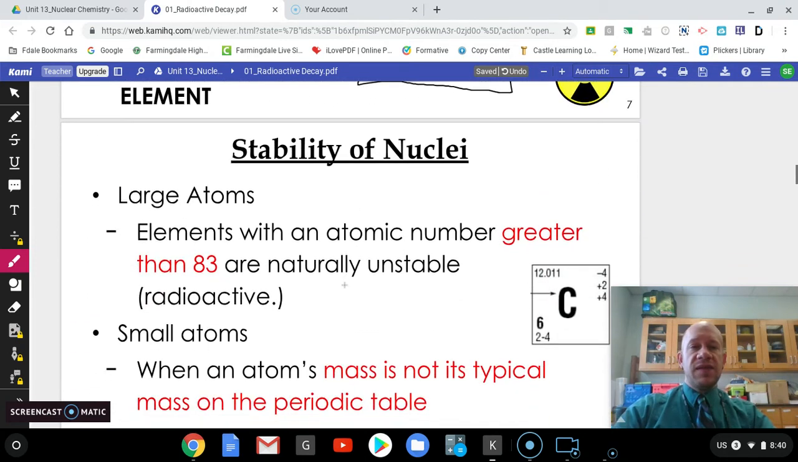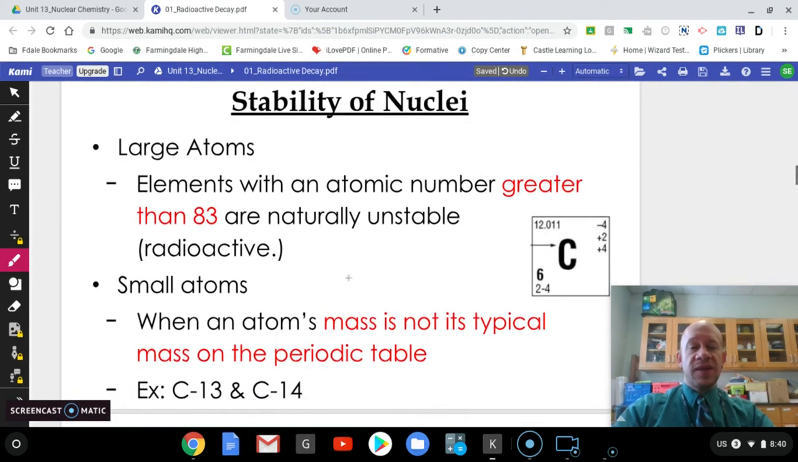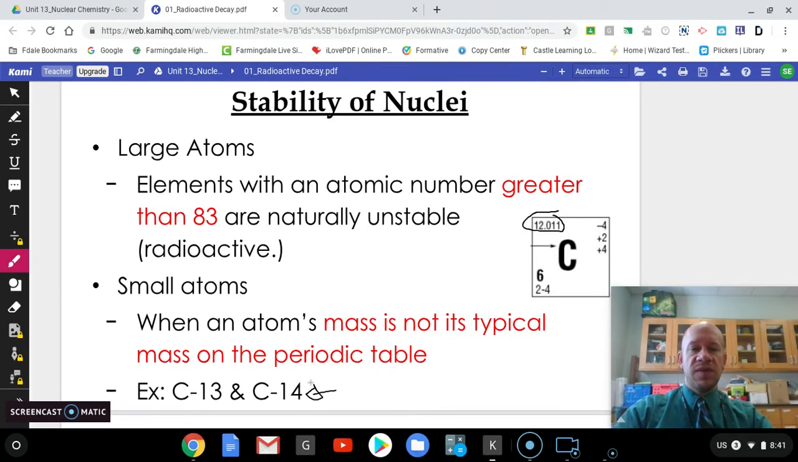The stability of the nuclei has to do with a couple of different things. Large atoms, elements with an atomic number greater than 83, are naturally unstable. They're too big. And small atoms are unstable when the atom's mass is not its typical mass on the periodic table. For example, carbon is typically 12. So if we have a carbon 13 or a carbon 14, they're typically unstable because that's not our typical mass.